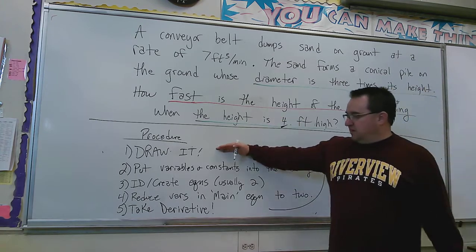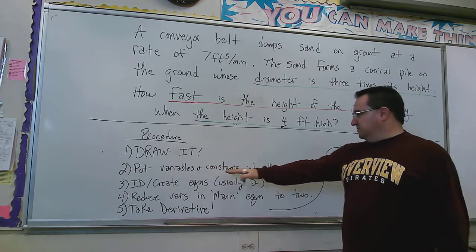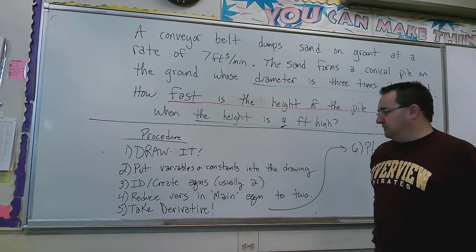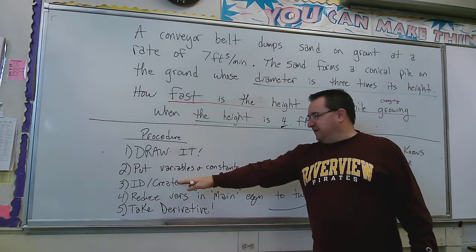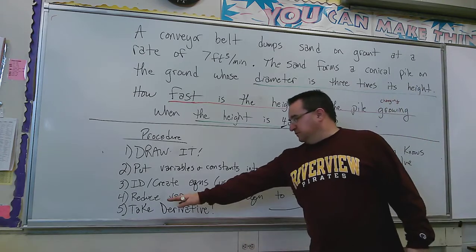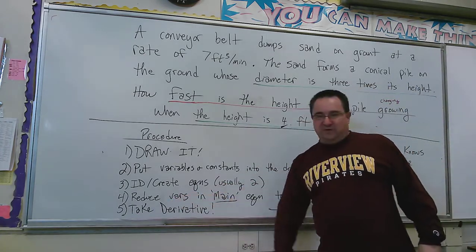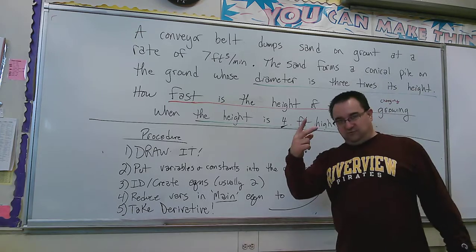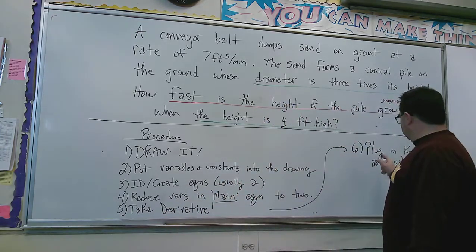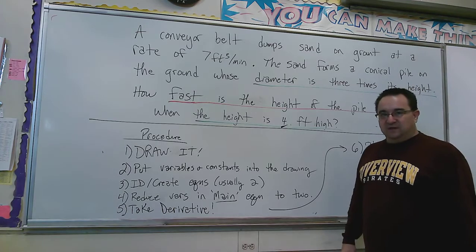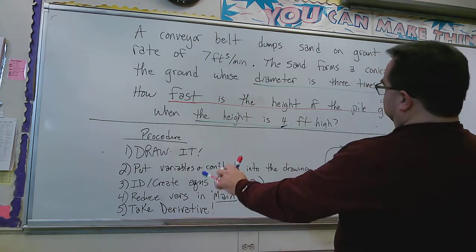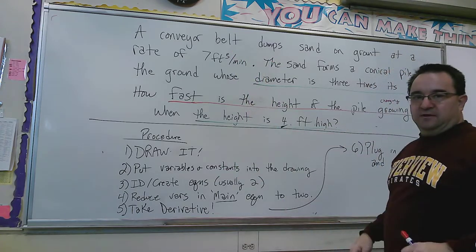So we want to draw it. We want to put our variables and constants into the drawing. Where are we getting them? From the reading. We have to identify or create appropriate equations from what I'm reading. We have to reduce the number of variables in the main equation, whatever that is, down to 2. Then we're going to take a derivative, calculus, and then we're going to plug stuff in and solve. So we're going to try to figure out how to do those words to this problem in the next video.